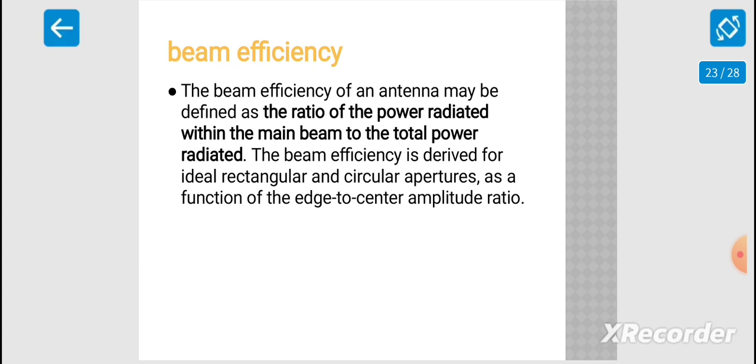First we have to find the total solid angle, denoted as Ω_A, which is equal to Ω_M plus Ω_m. Ω_M is the solid angle for the major lobe. Ω_m is the solid angle for the minor lobe. Then beam efficiency is equal to the main beam angle divided by the total beam area. This is denoted by ε_M is equal to Ω_M divided by Ω_A. It has no unit.